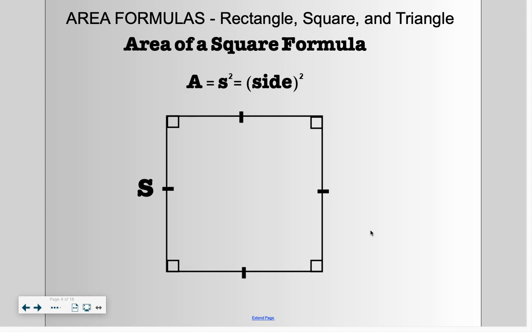As far as how to find the area of a square, it's pretty much just side squared. For what it's worth, it really is the same thing as a rectangle. It is length times width. But for a square, the length and width are the exact same. So it's side times itself, or side squared.